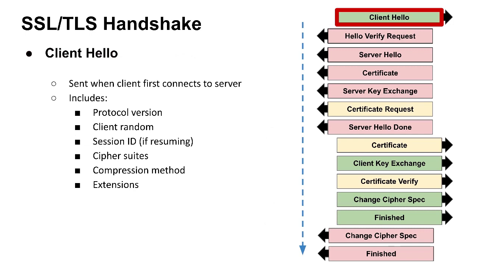Now let's look at what happens during that handshake process. We'll just step through the messages and see what's in those and what they look like when you look at them in Wireshark. So the client hello is the first message that goes across the wire. It includes the protocol version, the client random value, the session ID, which is either 0 or set if it's resuming a session using IDs, the cipher suites that the client supports, compression method, if that's being used, and then any number of extensions that can be applied to the client hello.